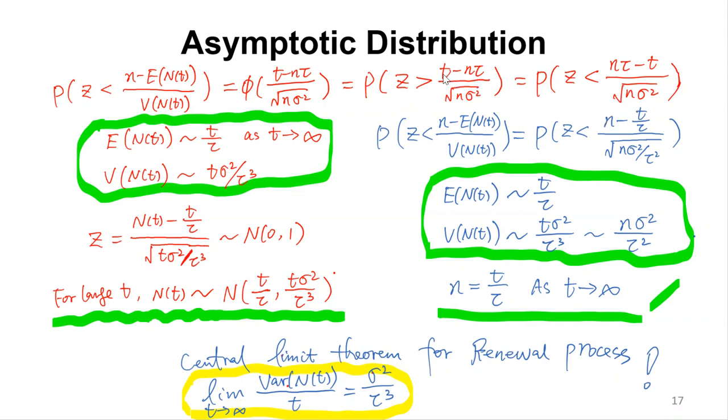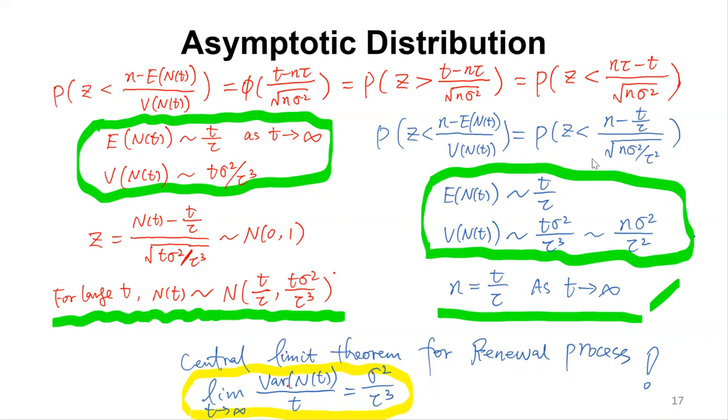So if we switch, we use n tau minus t, and this will be less than, whereas this one was greater than. So n tau minus t, if we divide by tau, this will become n minus t over tau, and n sigma square over tau square.